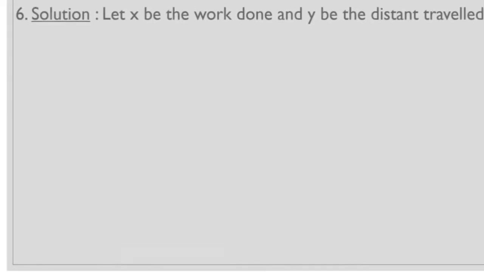Next, question number 6. If the work done by a body on application of a constant force is directly proportional to the distance travelled by the body, express this in the form of an equation in two variables and draw the graph of the same by taking the constant force as 5 units. Also, read from the graph the work done when the distance travelled by the body is 2 units and when the distance travelled is 0 units.